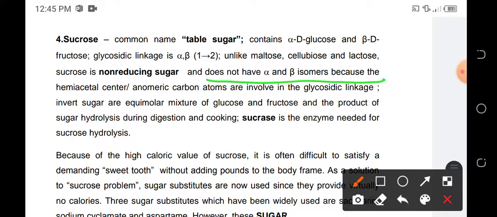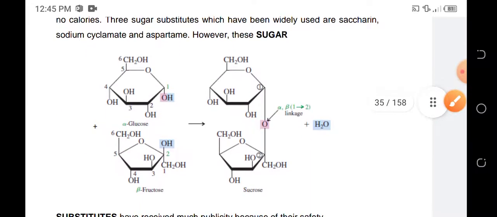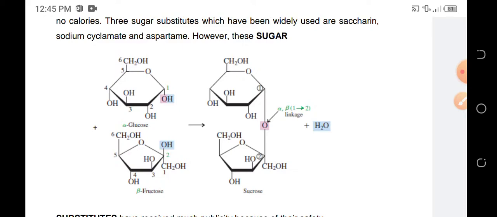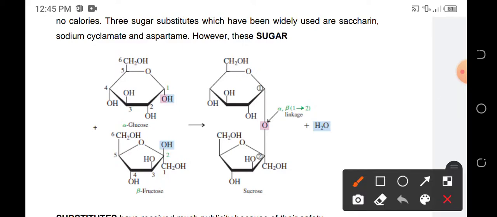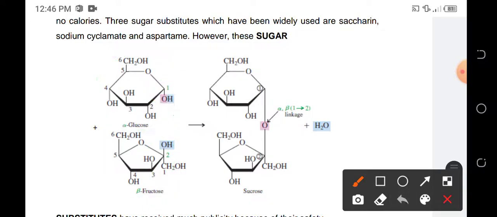Sucrose has no alpha and beta isomers or anomers because the hemiacetal carbon atom, or the anomeric carbon atom, is actually the one involved in the glycosidic linkage. Okay, so balikan natin. Bakit daw hindi pwede ang alpha and beta anomers sa sucrose? Because of the reaction of the alpha glucose and the beta fructose, the reaction happens on both anomeric carbon atoms. Okay? Ano yung anomeric carbon atom?